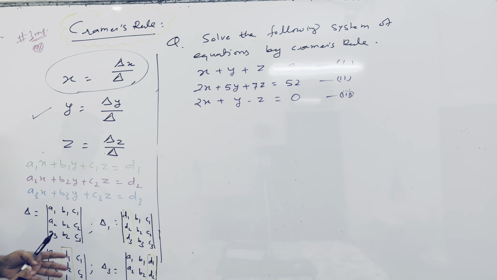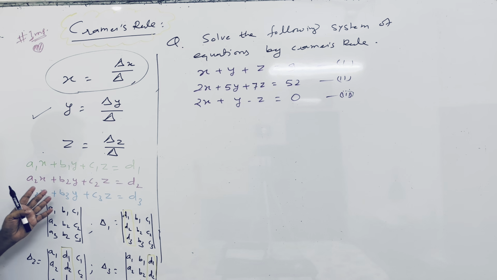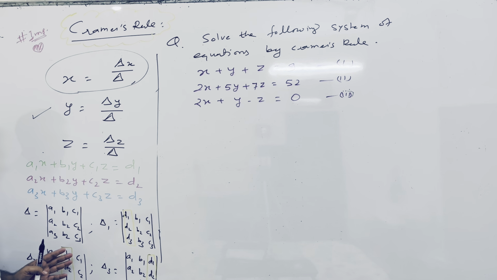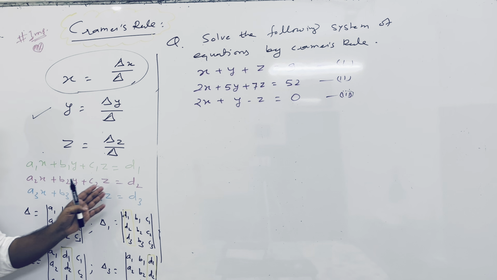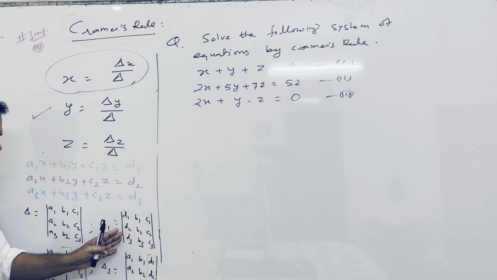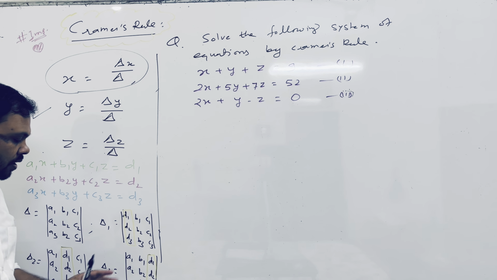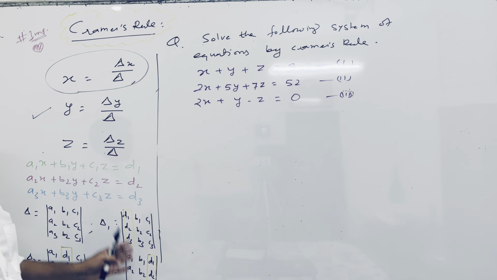What kind of determinants are they? First of all, del: we can see here there are three simultaneous equations in three variables. Now del is just the coefficient determinant, and in del 1 we will replace column 1 with the constant numbers. In del 2 we'll replace column number 2 with the constant numbers, and in del 3 we'll replace all the third column with the constant numbers.